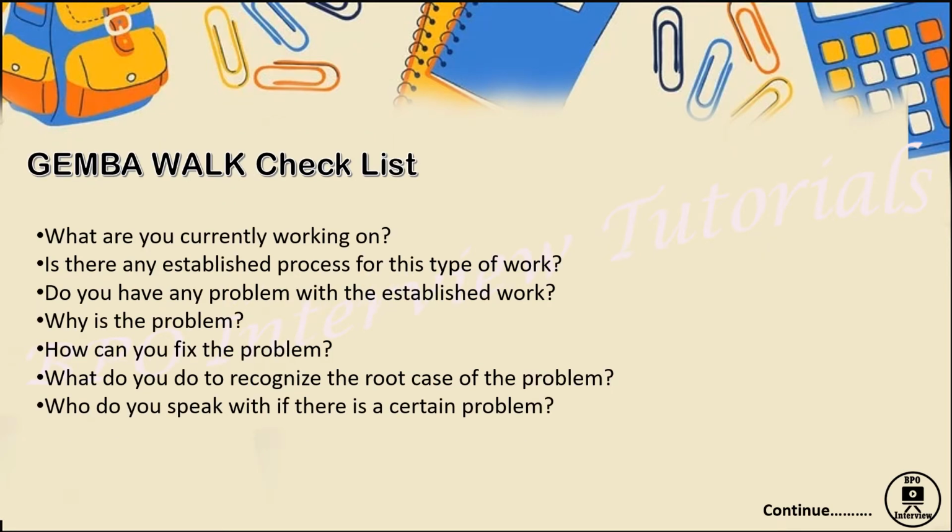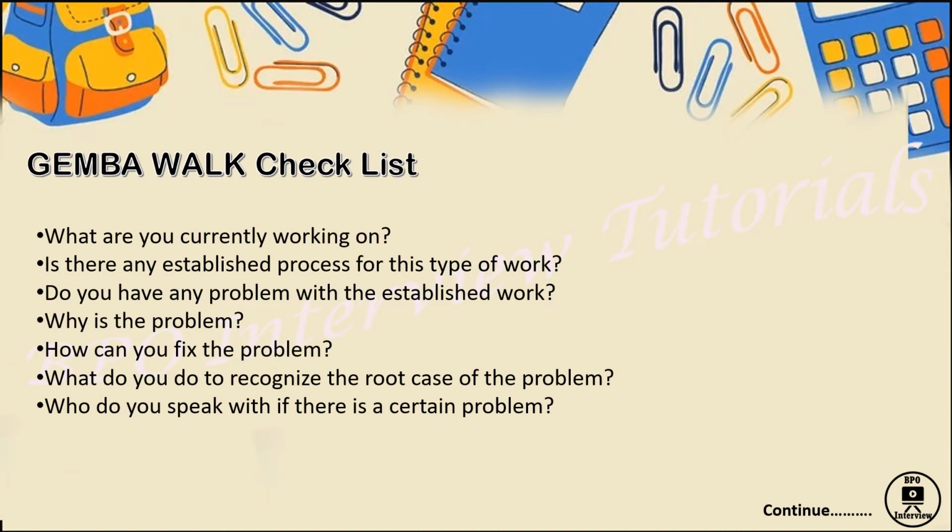So we will see the checklist for the Gemba walk. First of all, you need to check: what are you currently working on? Is there any established process for this type of work? Do you have any problem with the established work? Why is there a problem? How can we fix that particular problem? What do you do to recognize the root cause of that problem? How do you speak up if there is a certain problem? So in this way you need to gauge the things, guys, so that you can get a solution by the end of this particular activity.